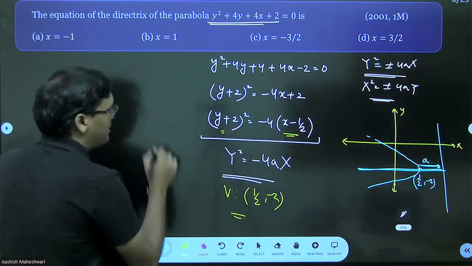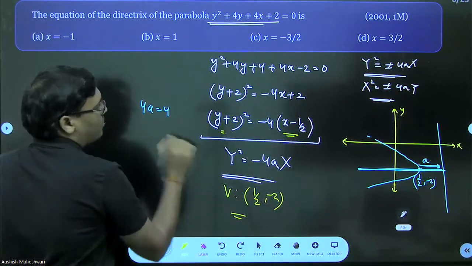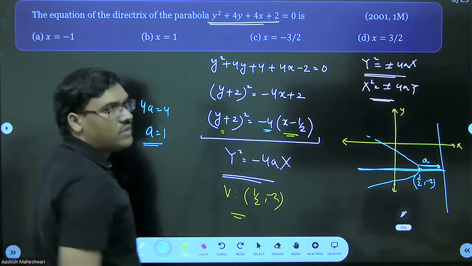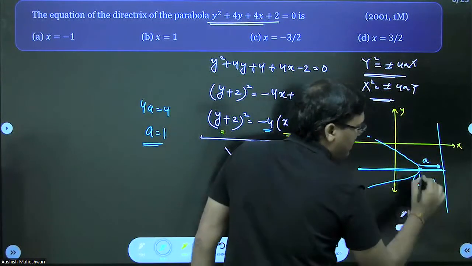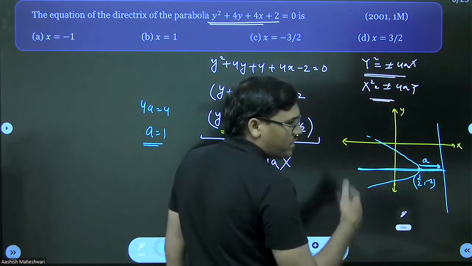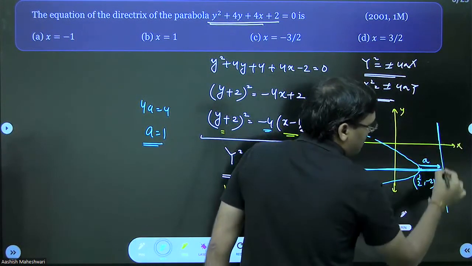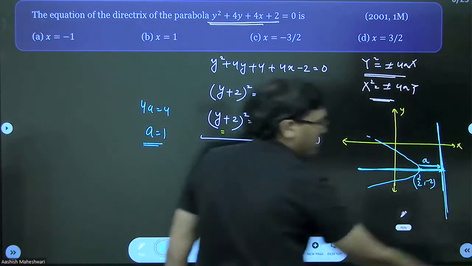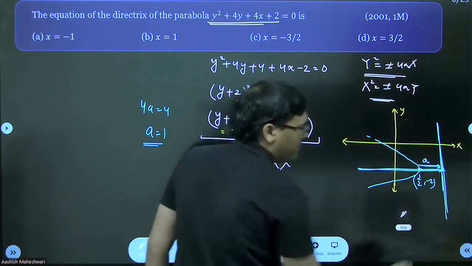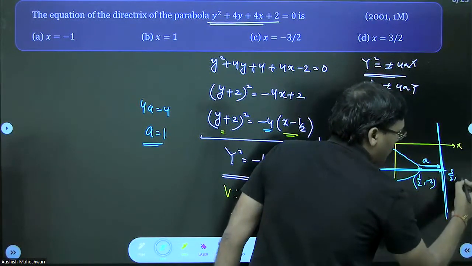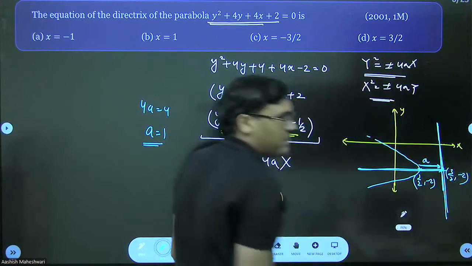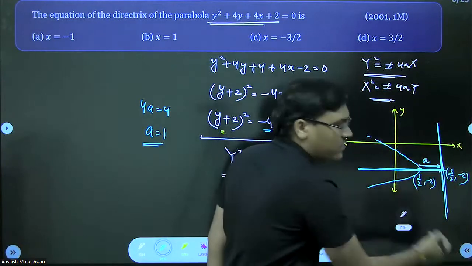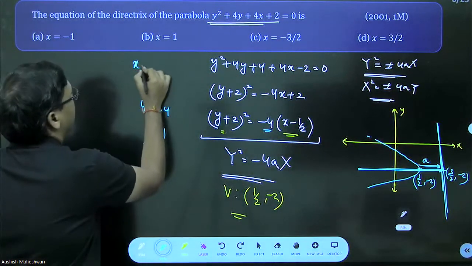So what is a here? You can clearly see 4a is equal to 4. That is a is equal to 1. So this is the line which is at a distance of 1 unit from this. Now what is the coordinate of this? Can we say this is the vertical line, and what is this point? What is the coordinate at a distance of 1 unit on the right side? On the horizontal line, can we say this is (3/2, minus 2)? Just adding 1 to 1/2. So what will be the equation of this vertical line? Can we say this is x is equal to 3/2?